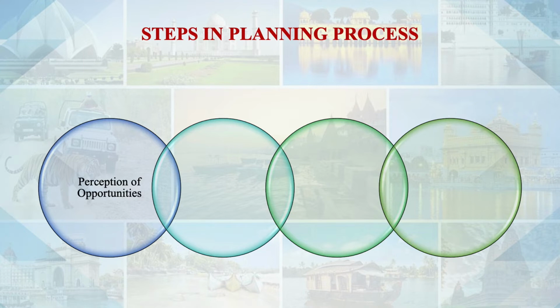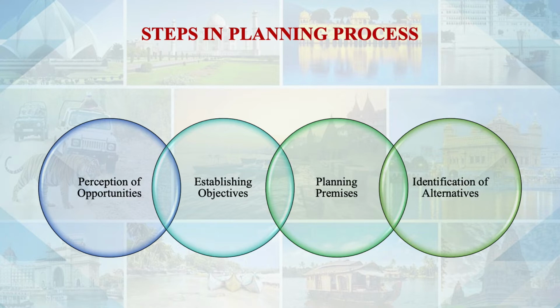We have divided these steps under 8 broad categories. Under step 1, we will be highlighting the concept of perception of opportunities, which is the first step in any planning process. Then the team or the manager has to establish certain objectives which are to be met. Based on that, the planning premises are undertaken, which provide enough inputs to the managers to identify various alternatives, which comes at step number 4.